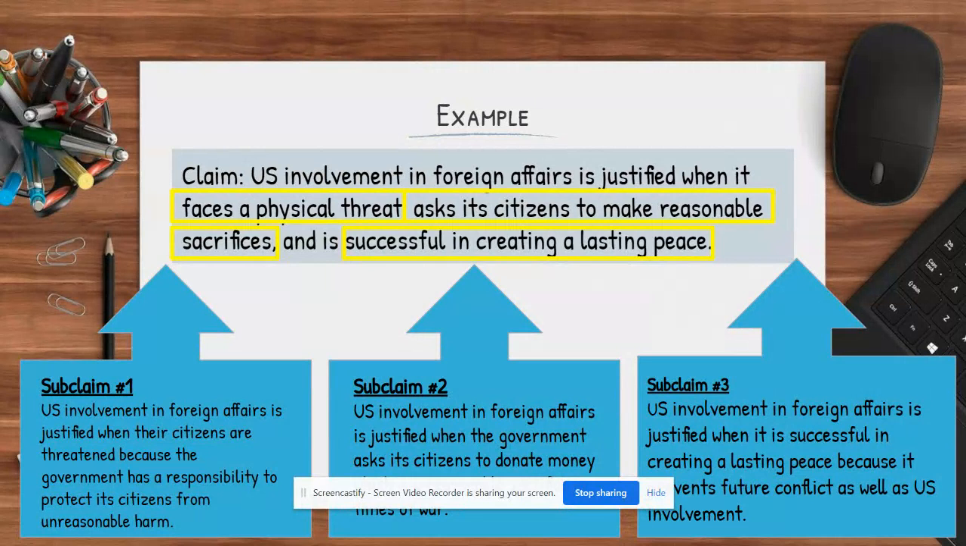Same thing with subclaim 2 here: asks its citizens to make reasonable sacrifices, and then your subclaim will get much more specific, and then more specific with your evidence. Same thing with your third reason: is successful in creating a lasting peace. And then you would get into more specifics in your subclaim and the evidence in your body paragraph.